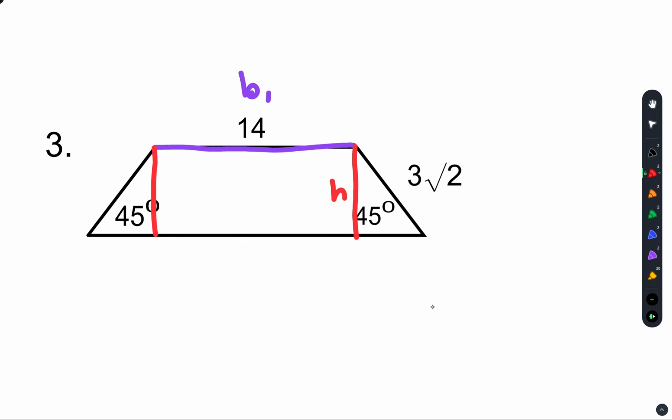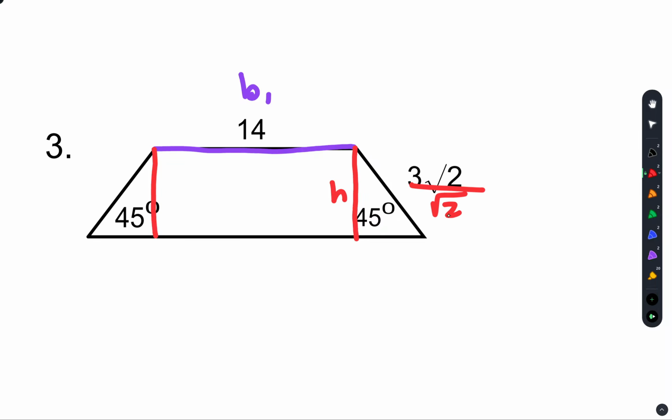So using those 45 degree angles, if we remember our 45, 45, 90 triangles, I'm going to take that hypotenuse, 3 radical 2, to get from the hypotenuse to the leg, I'm dividing by radical 2, which makes each one of these 3. Anybody happy with that? So I now know my height.